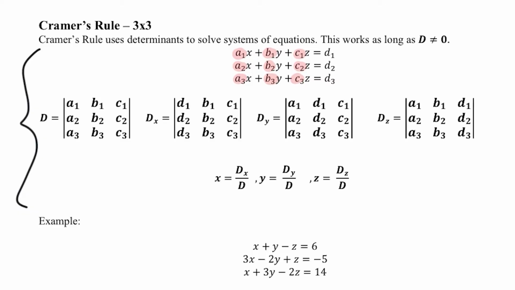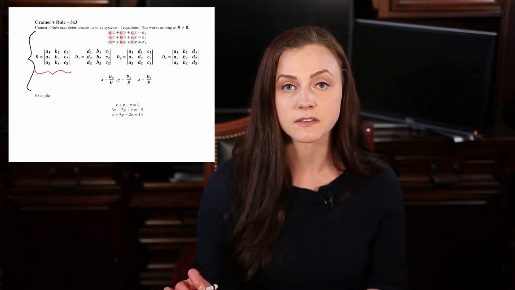Okay, so we have a few different determinants we're going to have to find here. The first one is D, which is the coefficient determinant. Now this is very important because if this comes out to 0, then Cramer's rule will not apply for this system. So then we would stop at that point and you'd have to try another method.